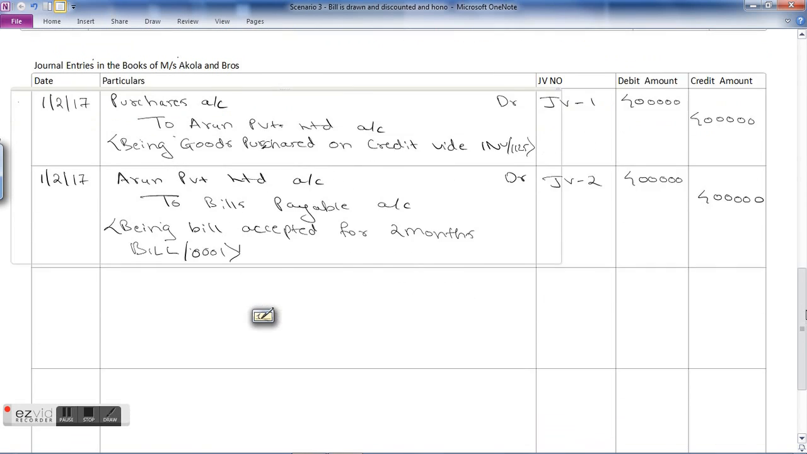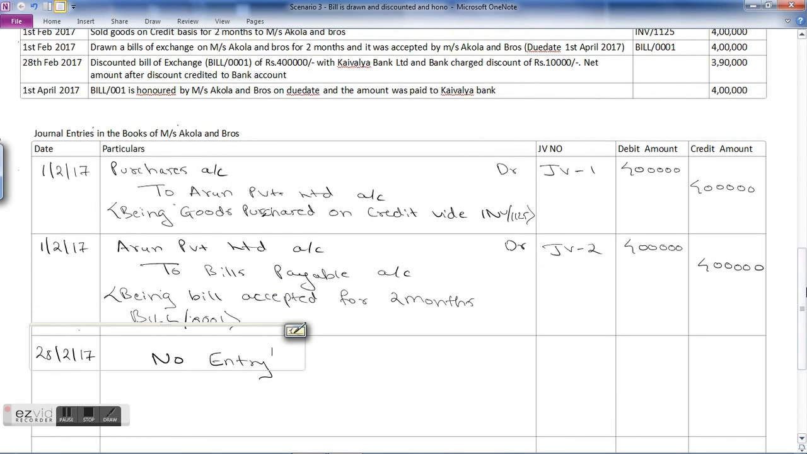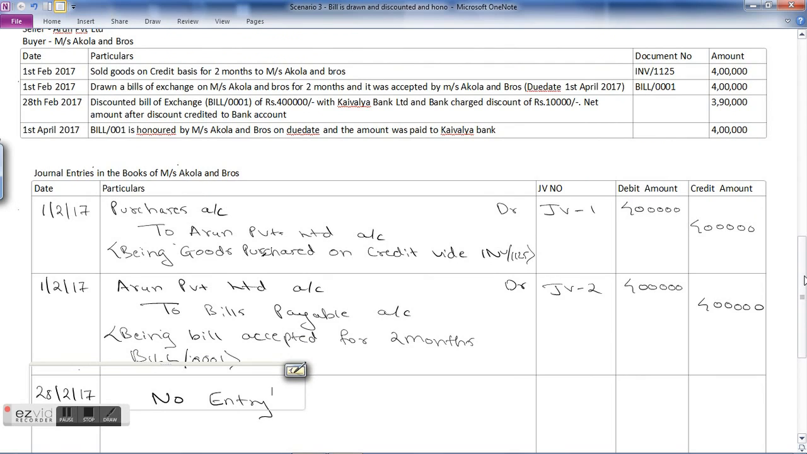So on 28th Feb 2017, there is no entry in the books of Akola and Brothers Private Limited for discounting bill of exchange, because the bill is discounted by Arun Private Limited, and the bank has charged some discount and then made a subsequent payment to the Arun Private Limited. So there is no effect in the books of Messrs. Akola and Brothers. So there won't be any entry.